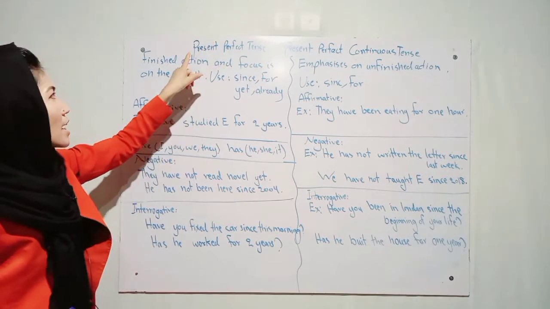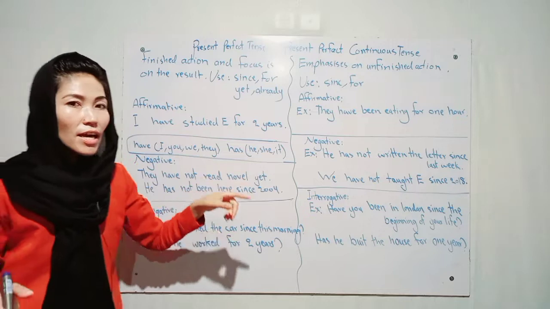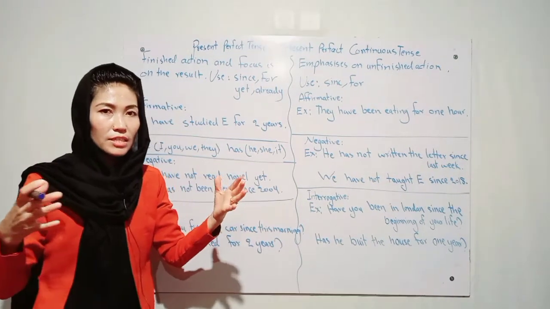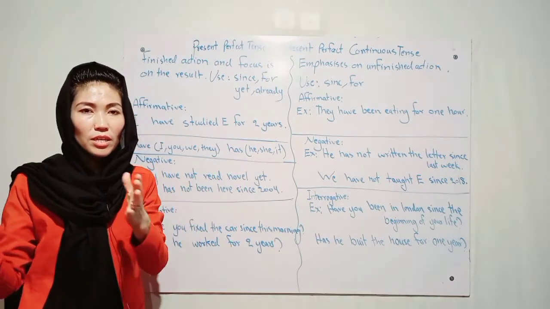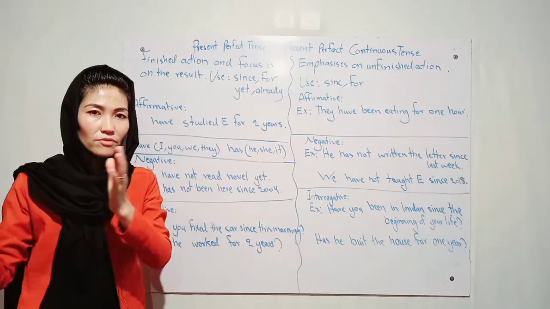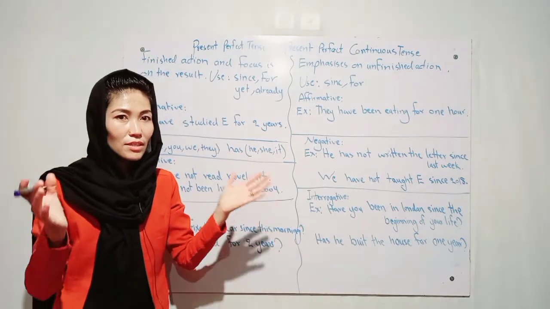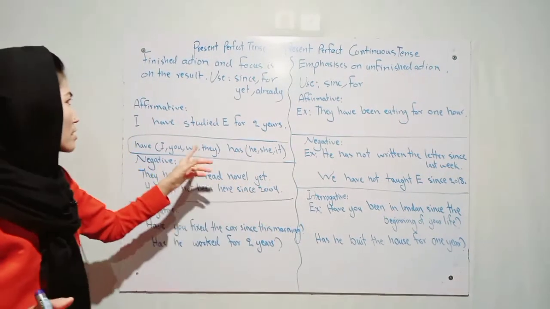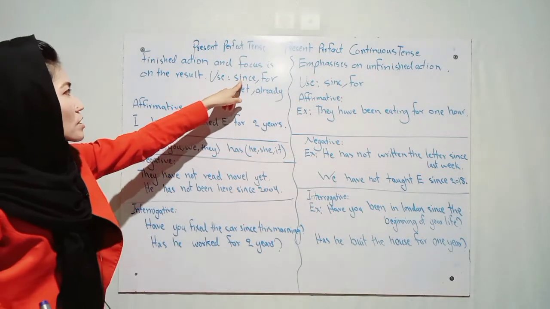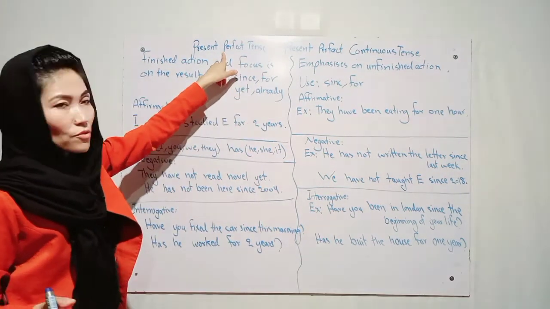It is also an unfinished action and the focus is on the result. The present perfect tense talks about something that you have done before and now you can talk about. Maybe you have done something before, now you have more experience about it, so you can show the result. And we can use since, for, yet, and already with present perfect tense.